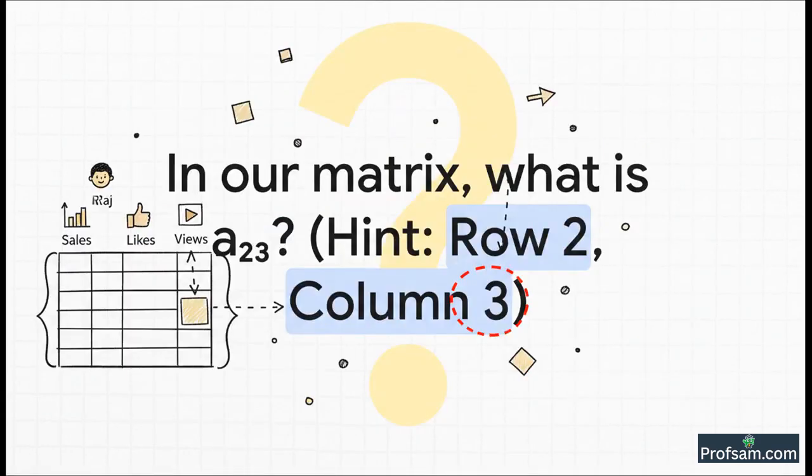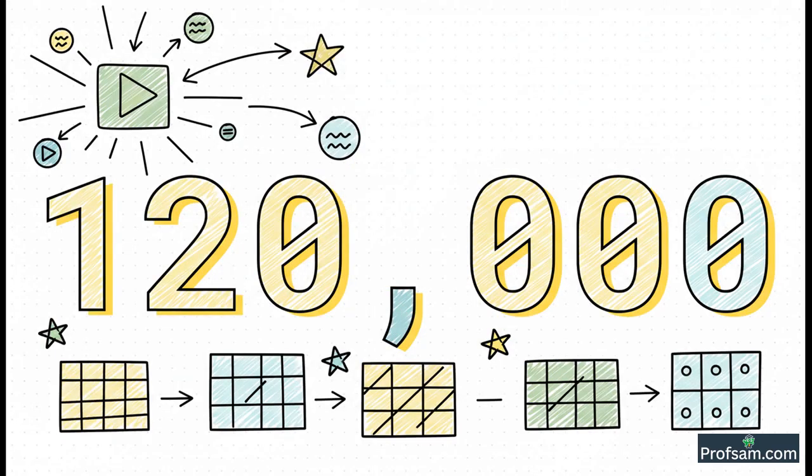Let's try it out. This is asking for the element in the second row, that's Priya's row, and the third column, which is video views. So what's the value of A23? Exactly! It's Priya's 120,000 video views. See? You're already reading matrices like a pro. It's easier than it looks.